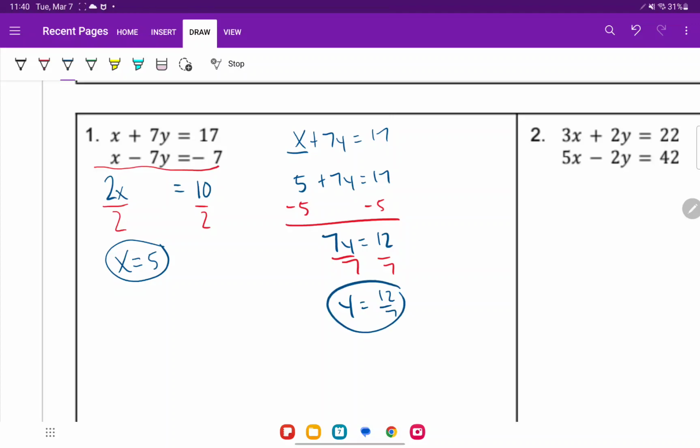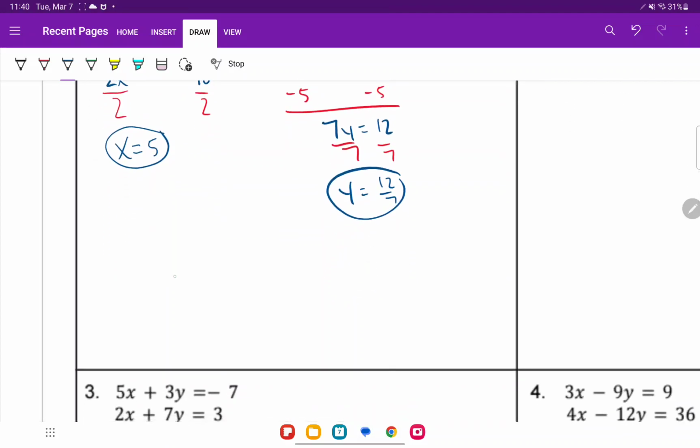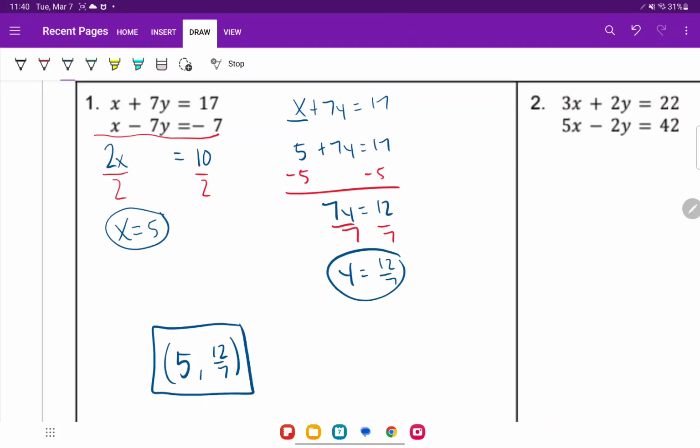Now, if you recall, an ordered pair has to be x comma y. So for this answer here, it's going to be (5, 12/7) in parentheses, and there's my answer. Now, you can always check your answer by taking 5 as x and 12 sevenths as y and plugging it into the original two, and you'll see that they're both going to turn out to be true.